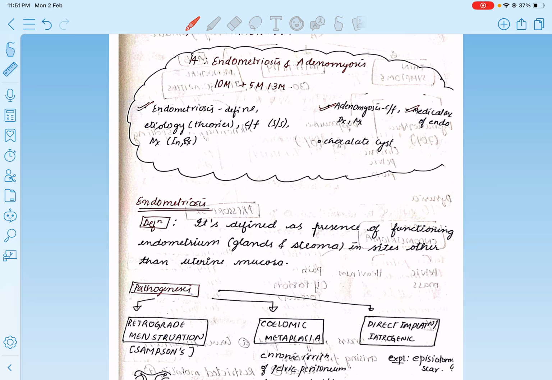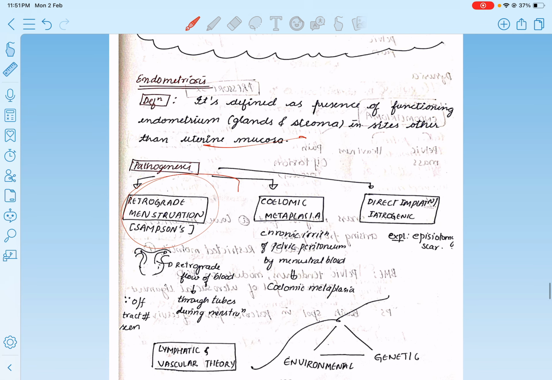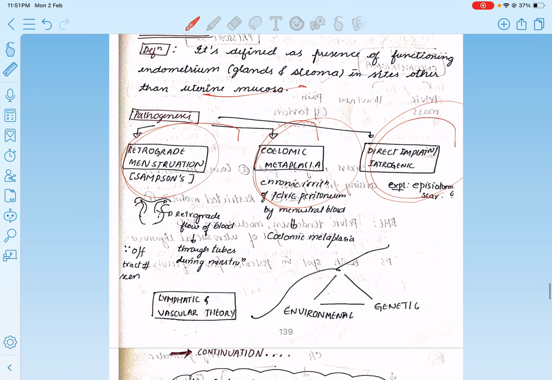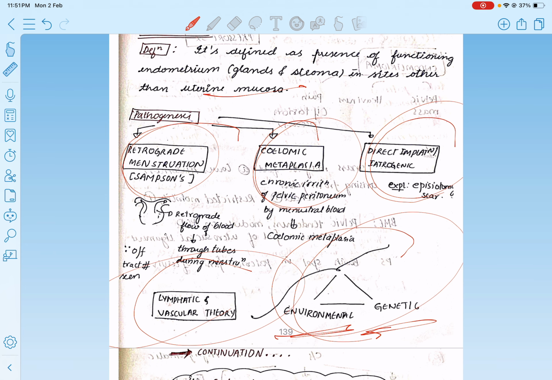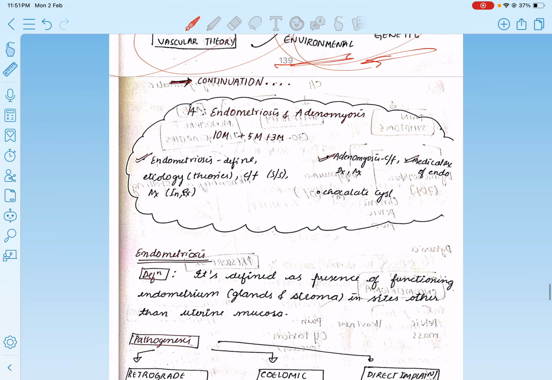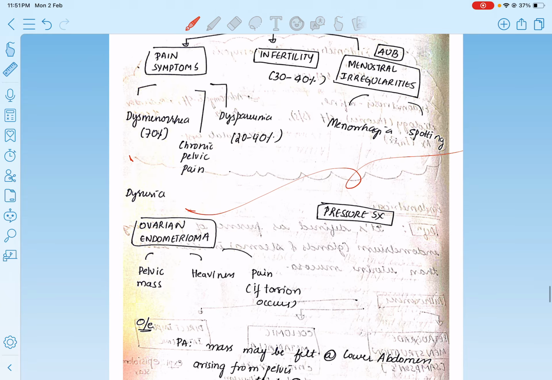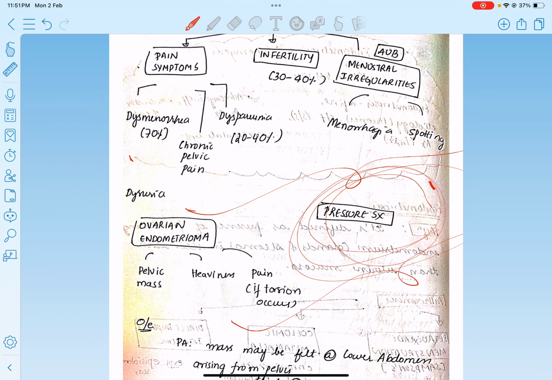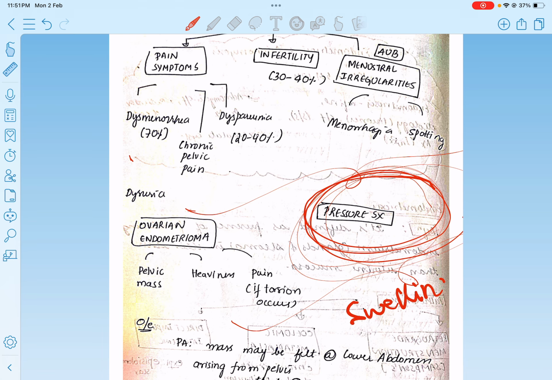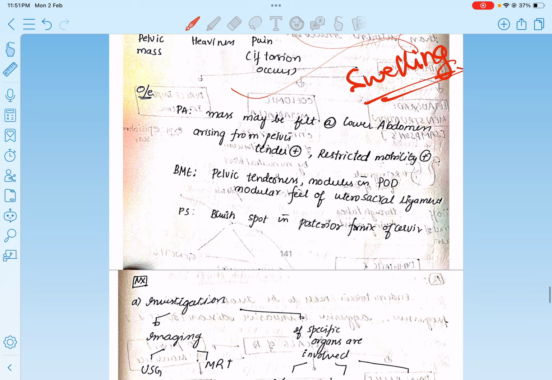Again, endometriosis is what? If you have functioning endometrial tissue somewhere other than the uterus. So these are the theories which are there. So theories plus environmental and genetic is what I will write. Okay. Clinical features, the same clinical features you can write about everything. Okay, this is the main thing which people are forgetting. Everywhere you can write about pressure symptoms. Once you see swelling, make sure you write about the same thing.